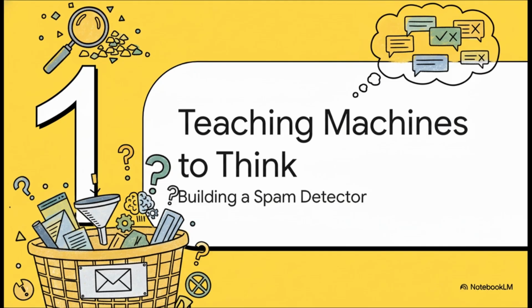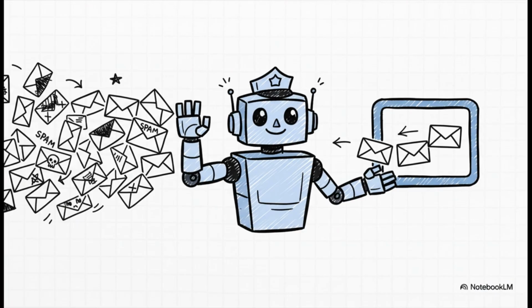And like any good recipe, we've got to start with the basic ingredients. Okay, so here's the mission, plain and simple. We want to take a normal computer, one that knows absolutely nothing about email, and turn it into a super smart gatekeeper for our inbox. To do that, we first have to teach it what to look for.